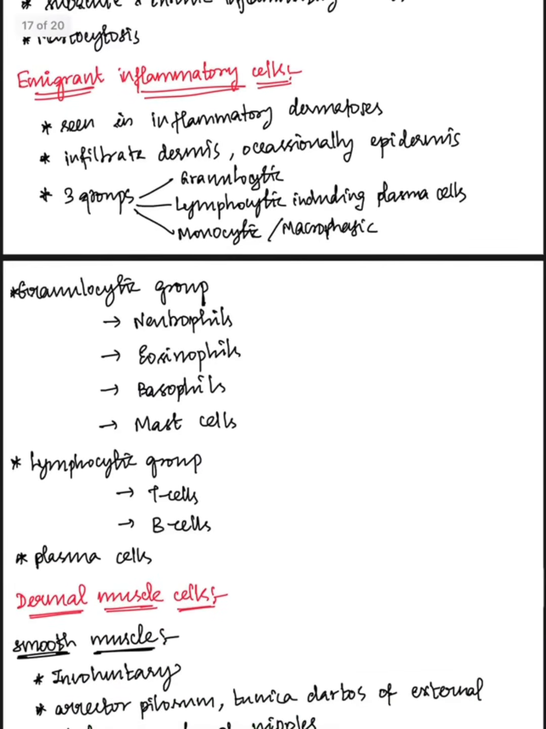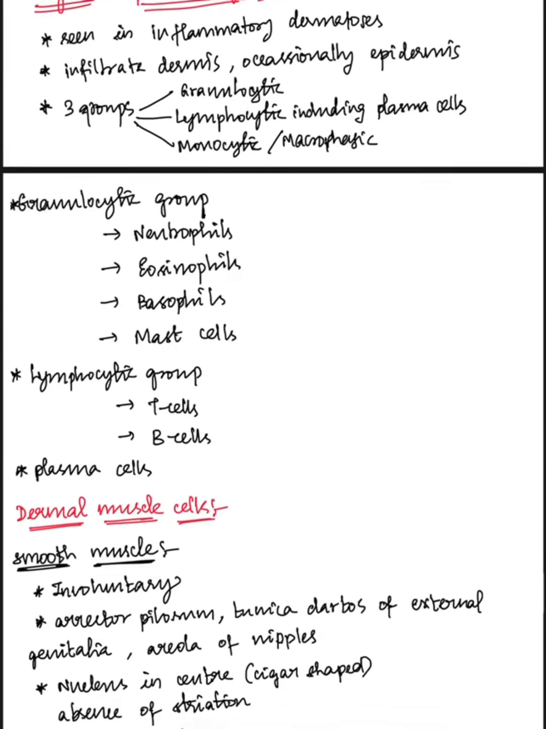And then emigrant inflammatory cells. So what are these emigrant inflammatory cells? These are nothing but inflammatory infiltrates found in the dermis in certain conditions. There are three groups: granulocytic, lymphocytic, and monocytic or macrophagic. These are the cells involved in these three groups.